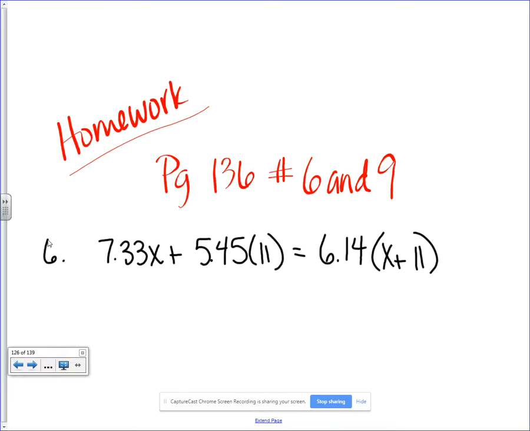Okay, so that should be your equation. And then when you isolate the x, you'll find out how many pounds of the candy. Remember, rounding that to the nearest hundredth. Number 9 should look something like this.